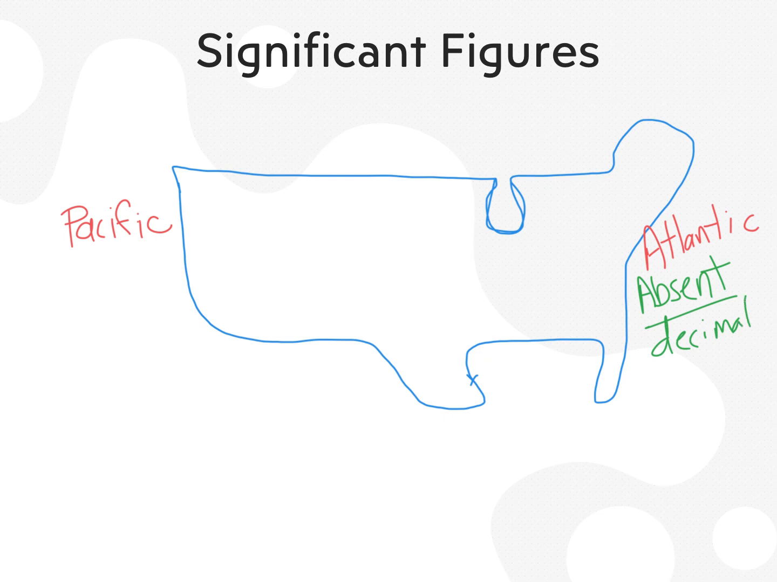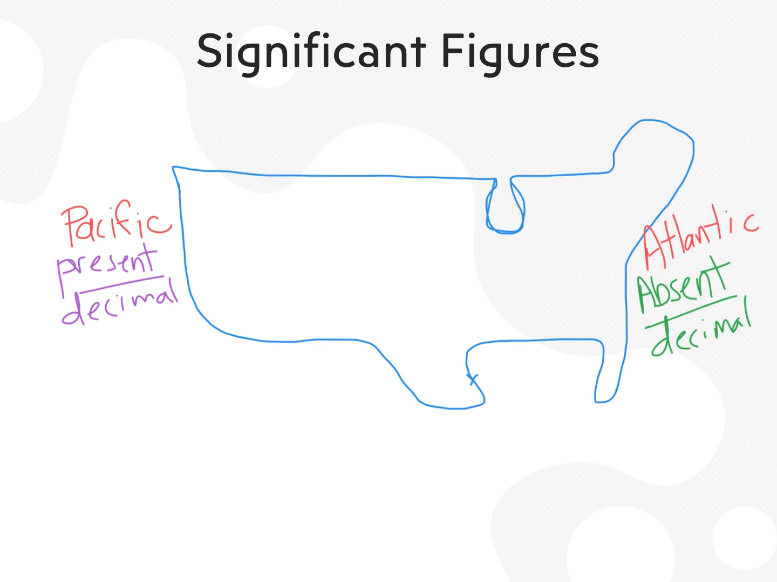And the Pacific Ocean is going to stand for a present decimal. So we are going to come in from the Atlantic Ocean or the Pacific Ocean and stop when we get to a non-zero integer and count everything that's left. Let me show you what that means because it kind of sounds tricky.